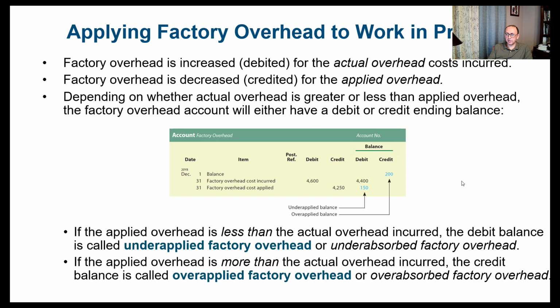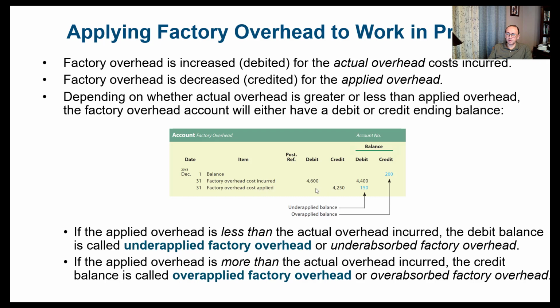So in our case here, we started with a 200 credit balance. And then in this case, we debited the factory overhead cost incurred by $4,400. That's the actual factory overhead. And then we reduced the factory overhead based on our estimate by crediting it. Notice that the amount of actual is more than the amount of the cost applied, or our estimate.